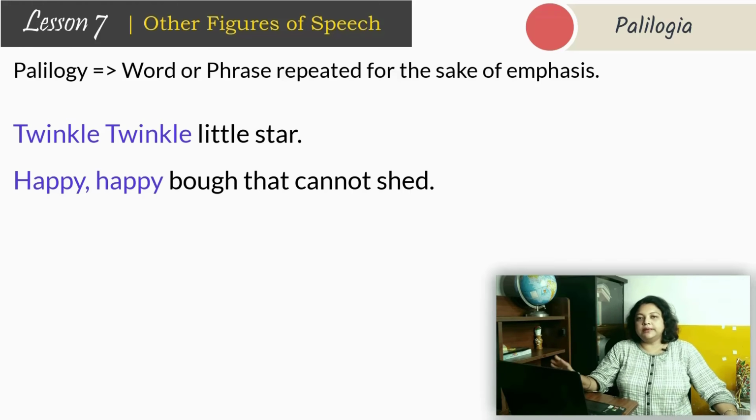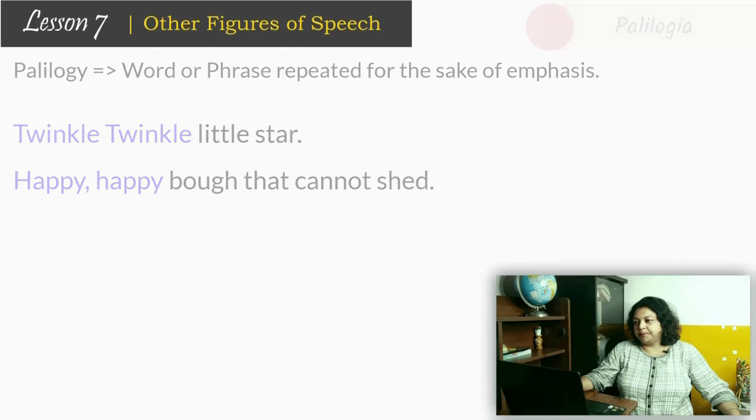Okay. So in these two examples, we see repetition. Twinkle, twinkle, repeated. Happy, happy, repeated. So whenever words are repeated, it's called Palilogy, Palilogia, whatever you say. And this is done for emphasis. Now, when I said repetition of words, not just words, also phrases. Okay, so maybe 2-3 words together make a chunk which is repeated. That is also called Palilogy. So you will have many instances of Palilogy, and there is a high chance that you can identify one in the passage which is given to you in exams.